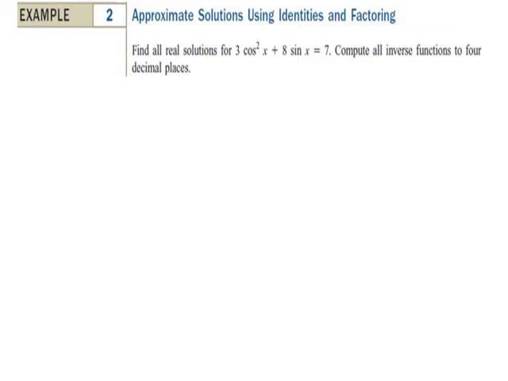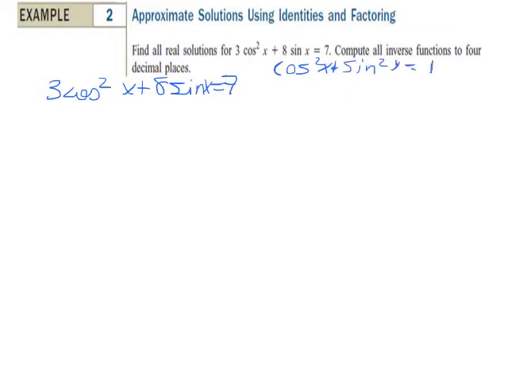Okay, now for example number 2, find all the real solutions for 3 cosine squared x plus 8 sine x equals 7. Here's what our problem is here. We've got a sine x and we've got a cosine. So we need to get them in the same thing. So why not use our Pythagorean identity of cosine squared x plus sine squared x equals 1. And let's solve for cosine squared x. So cosine squared x equals 1 minus sine squared x. And plug that in for cosine.